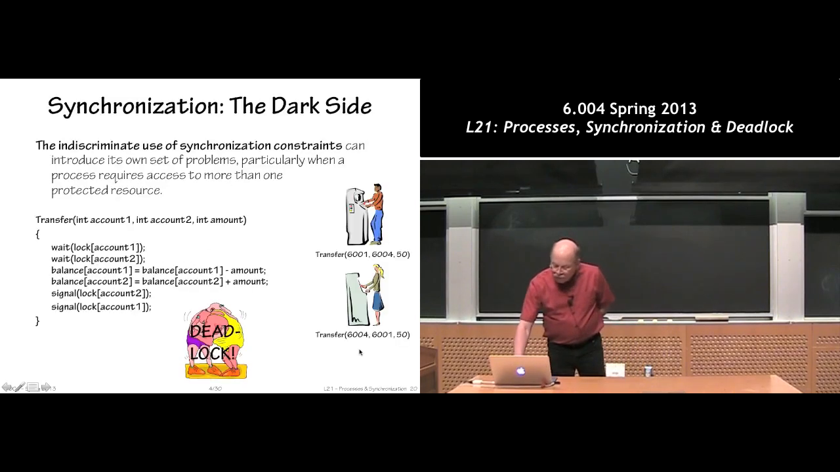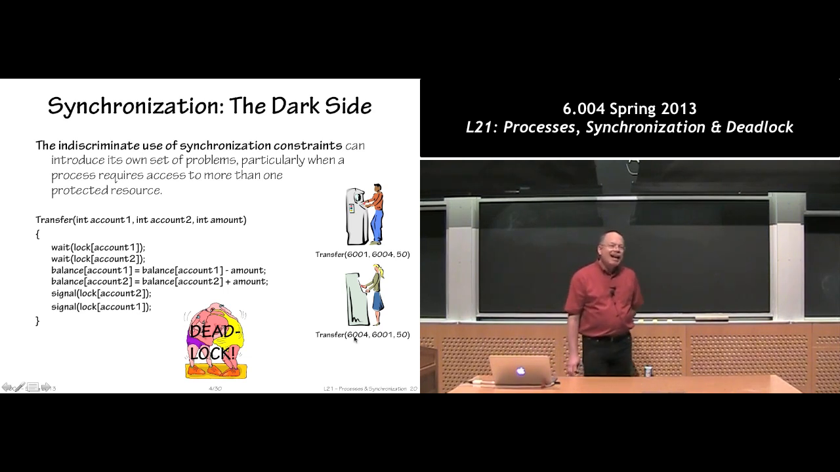Whoops. I've gone off and I've gotten a lock on 6004. Now what's the second thing each of us tries? And will I succeed? Will you succeed? No. Why not? Because the other person has the lock. So now we're stuck, right?